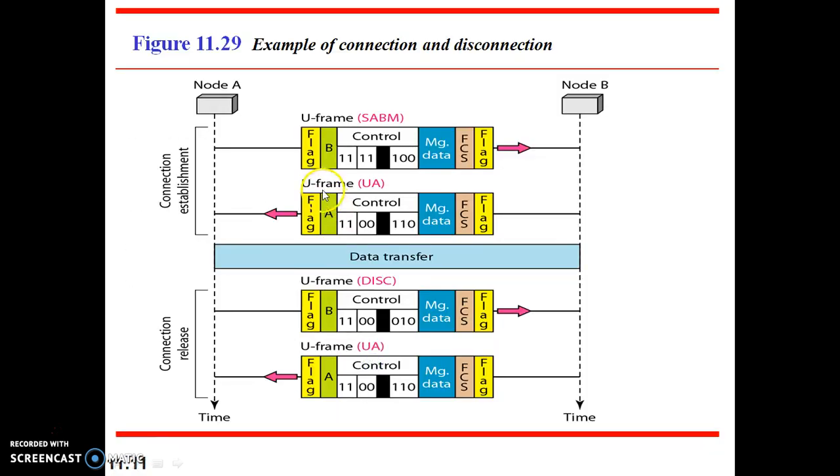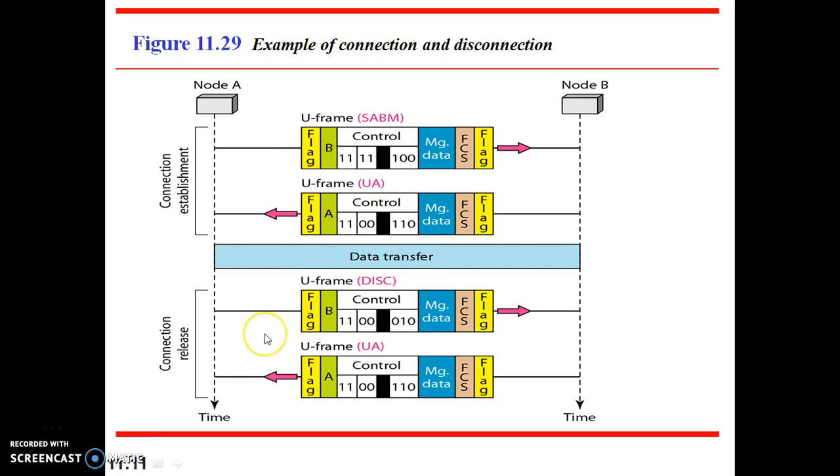So let us see an example here, how the connection is established and how the connection is released. You can see a U frame can be used for both connection establishment as well as connection release. In this case, node A is asking for a connection with set asynchronous balanced mode. Node B gives a positive response with an unnumbered acknowledgement.